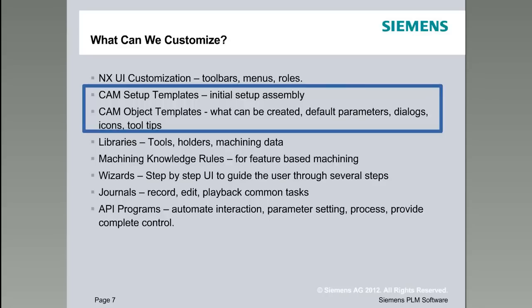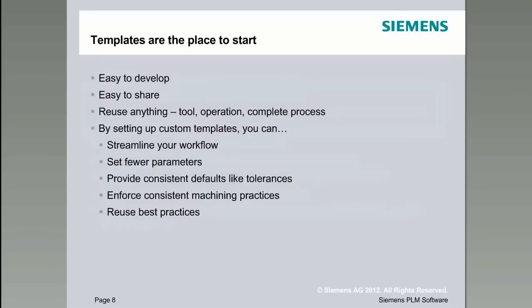And then we have journals and API programs. These are really language-based customization. Journals is just a basic, like a record-a-macro, recording and playing back a macro. And if you use Microsoft products, it's VB or whatever language you choose. Very simple to customize. And API programs are much more elaborate, for professional programmers. You can do work in that. So lots of options. I think templates are the best place to start for the CAM user.